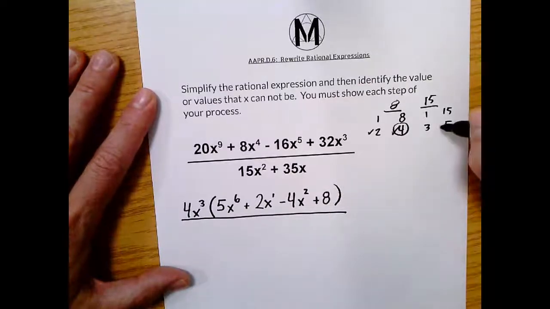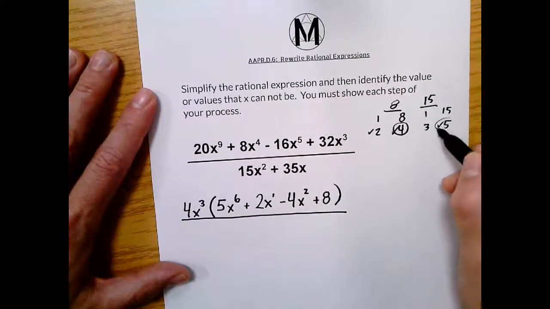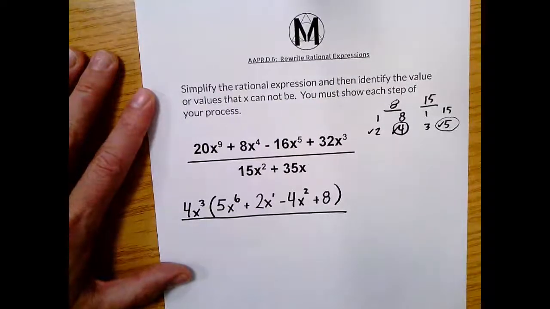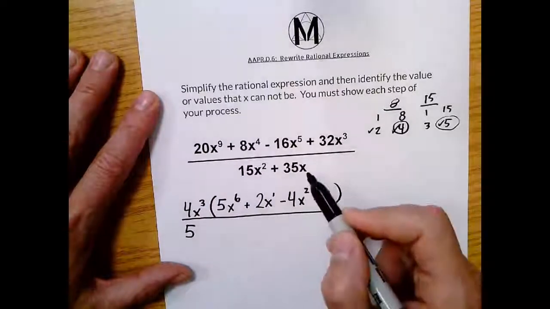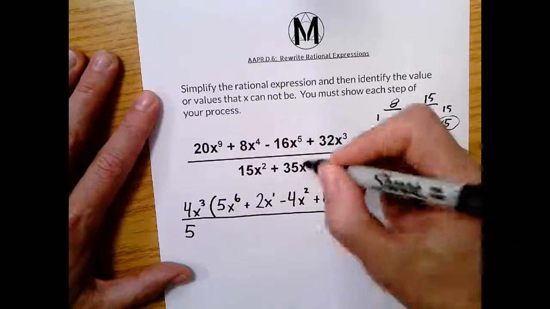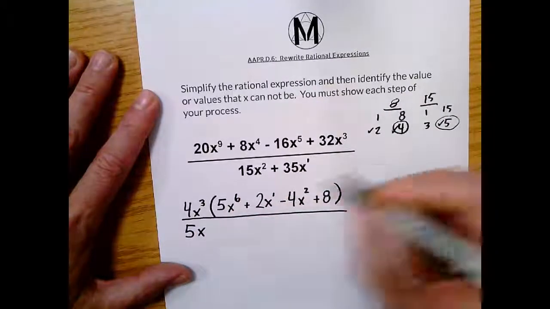We know 5 will work because 35 ends in 5. And 15 actually won't work because we go 15, 30, 45. So we know our greatest common factor here is 5. So we write that right there. And then we go to our smallest x, and this is like to the first, okay? So we know it's going to be to the 5x. And there we go.